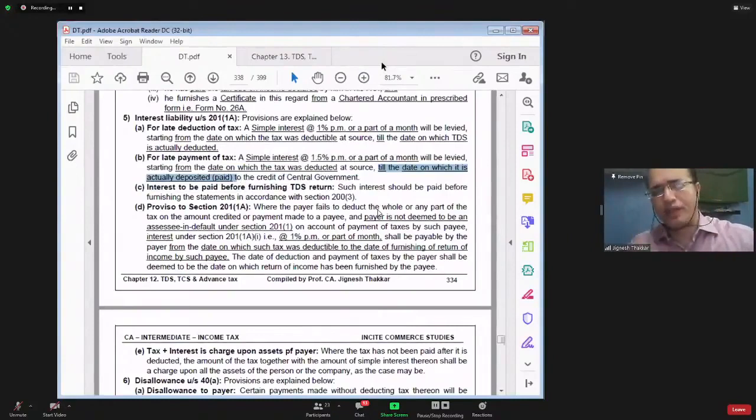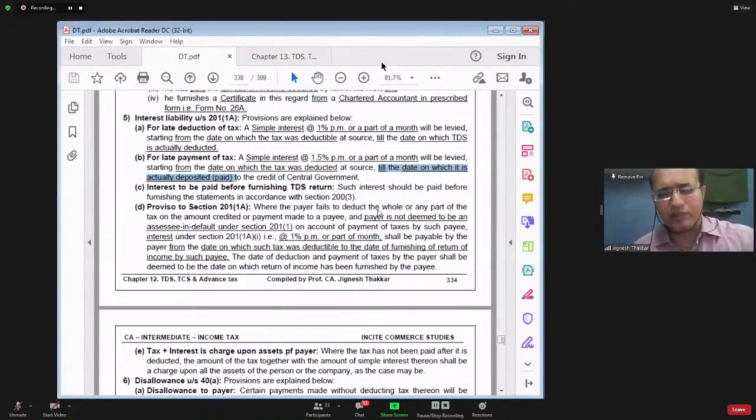In simple language, it is the number of days for which you have used the money of the government. The moment you deduct tax, that amount does not belong to you. It belongs to the government. So if you don't pay the TDS amount to the government, the government will levy interest right from the day on which you have deducted the tax.